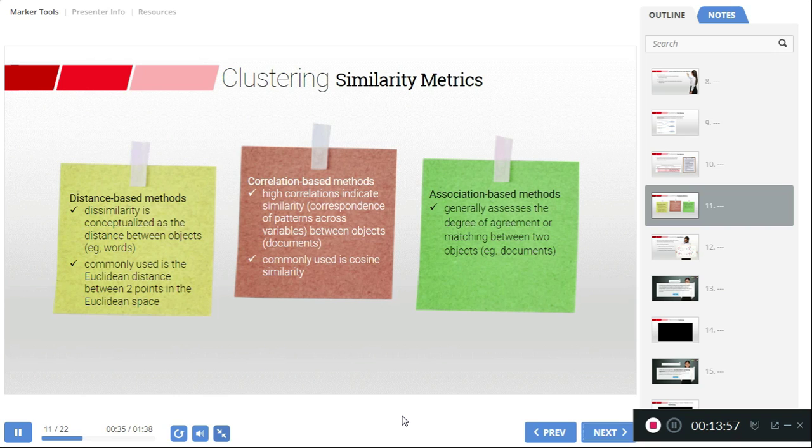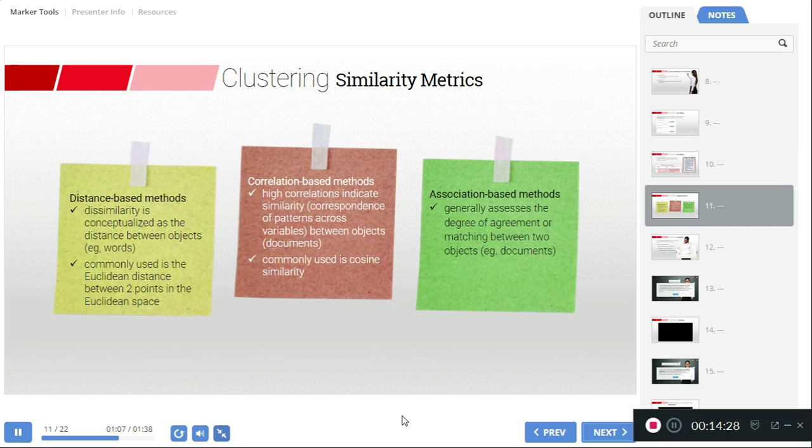There are many distance metrics in statistics literature. Commonly used ones are Euclidean distance. In correlation-based methods, such as cosine similarity, high correlations indicate similarity, correspondence of patterns across variables, between objects, documents. Low correlation indicates dissimilarity between objects, documents. Correlational measures represent patterns rather than magnitudes.